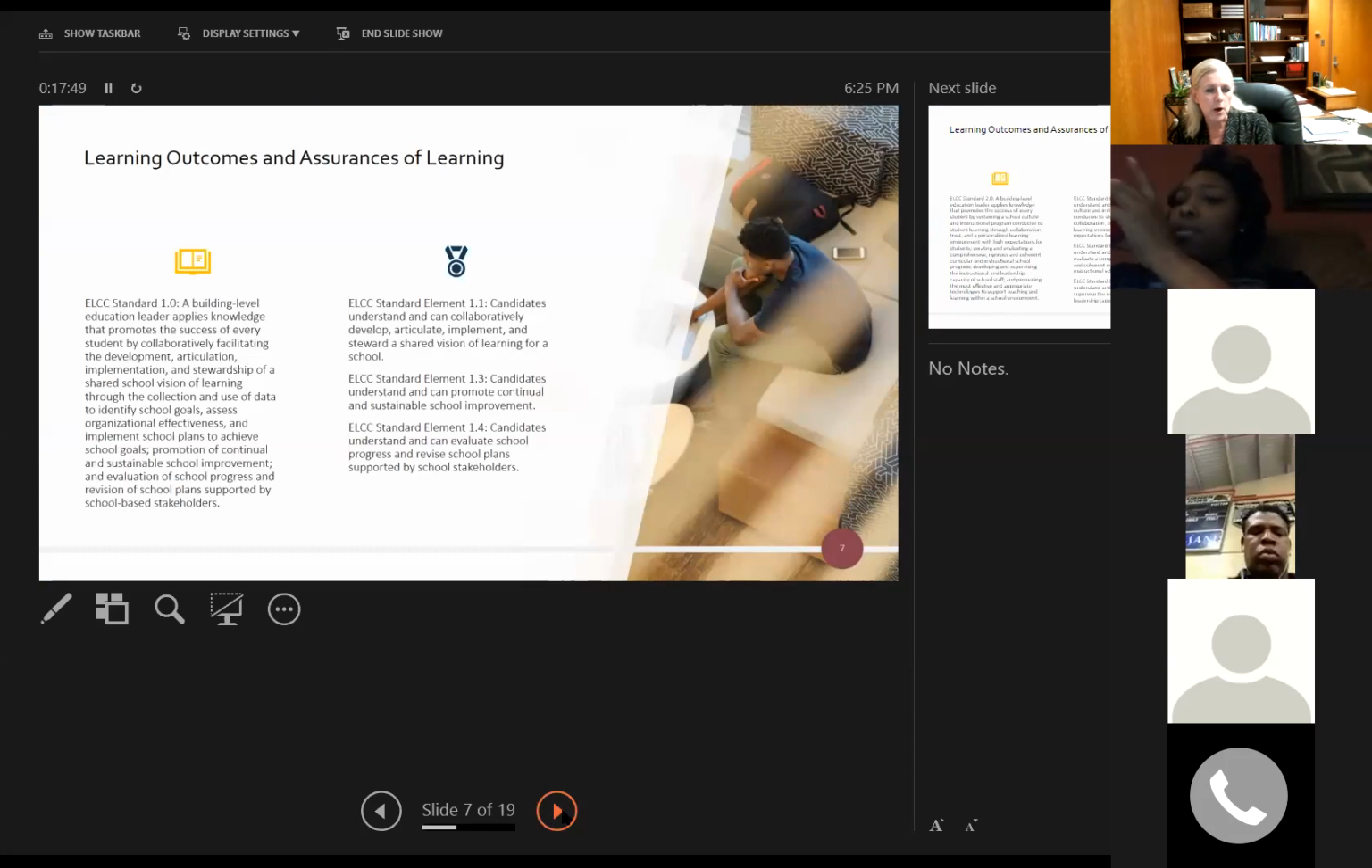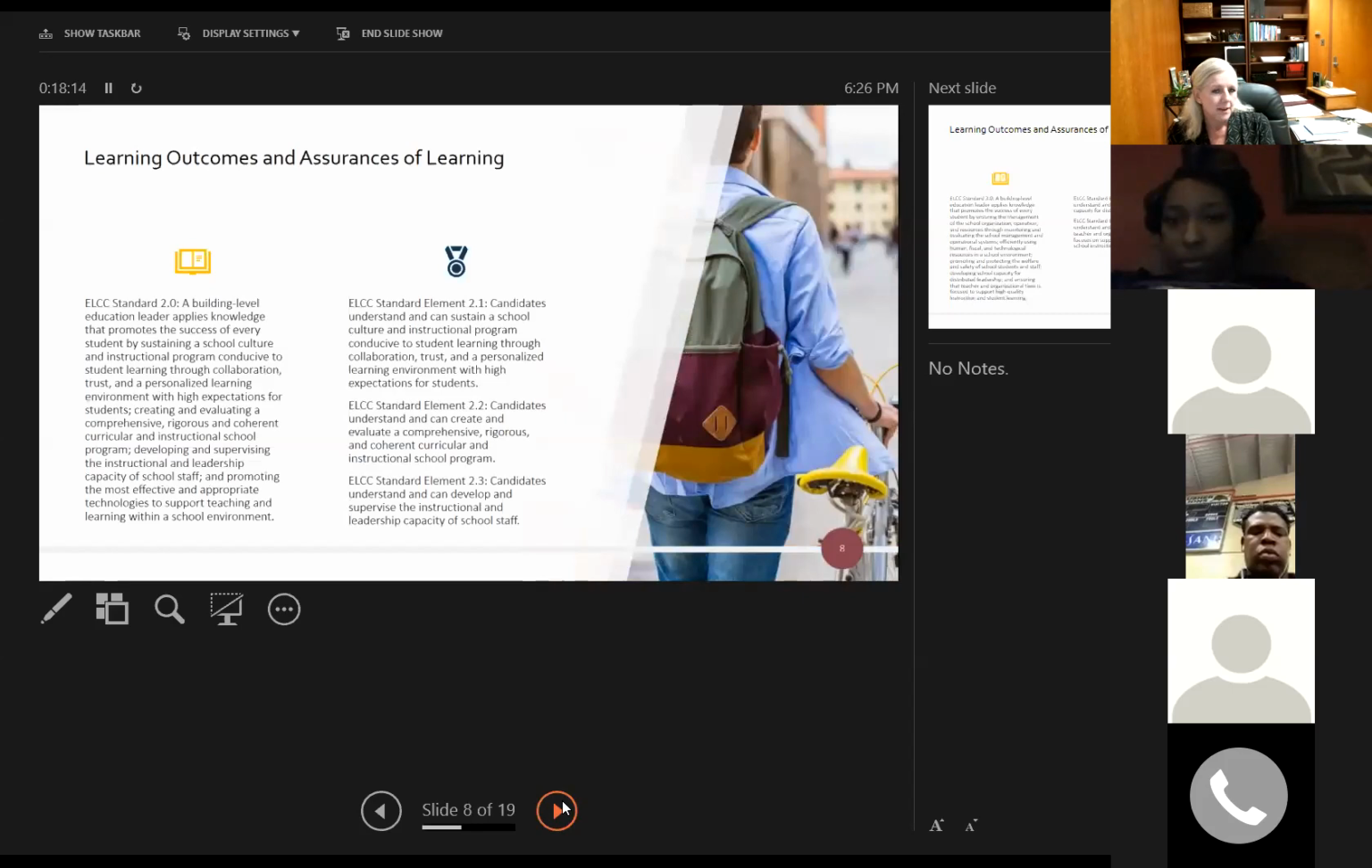These are from the ELCC. It's basically one of the standards we follow for teacher prep as well as leader prep. You can see here that hopefully you're going to be able to develop, articulate, implement, and steward a shared vision of learning, and know ways to help with sustainable school improvement, etc. So if you would read those at your leisure, please.